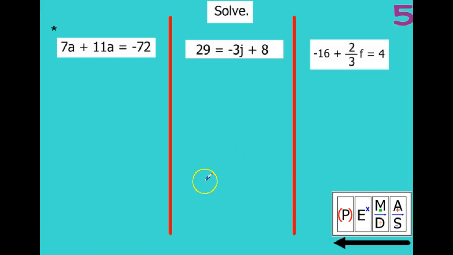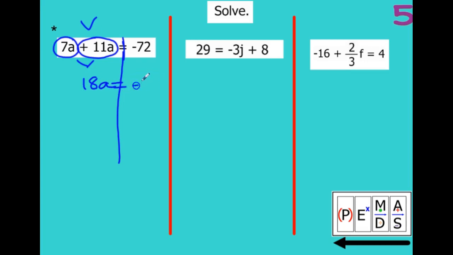Alright, we're continuing to do two-step equations. However, this one's a little bit different. If I draw my line down, I have two variables here. We need to first combine our variables so that we only have one letter A. So we can just combine our like terms. 7a plus 11a, just add them up, they're all positives, should give us 18a, and then negative 72 for our constant on the right.